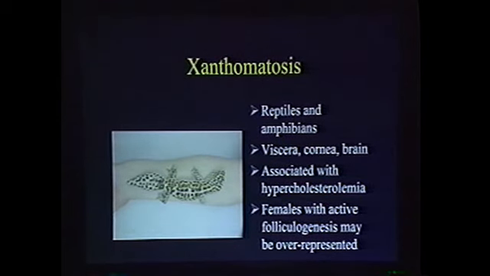Xanthomatosis is seen in reptiles and amphibians. It occurs in the viscera, the cornea, and the brain, and may be associated with hypercholesterolemia. The hypercholesterolemia can be spectacular, with over 1,200 milligrams per deciliter of cholesterol. Females with active folliculogenesis may be overrepresented for the development of xanthomatosis, possibly due to mobilization of cholesterol during folliculogenesis.